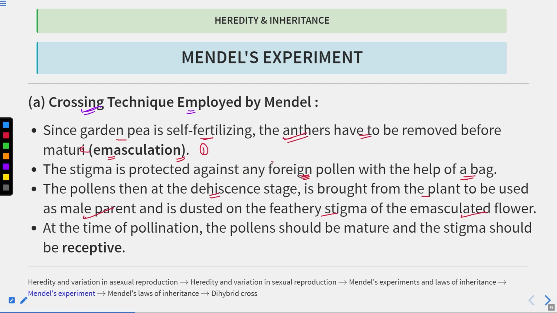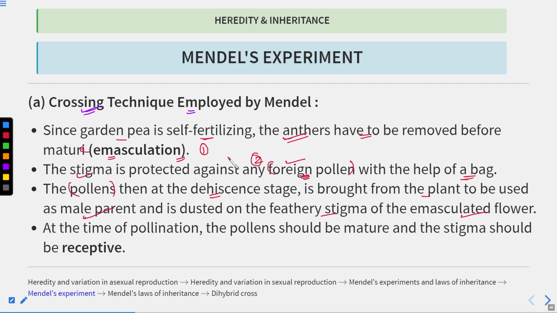So we want a specific pollen to land on the stigma that we have selected, but we don't want any foreign pollen to land on the stigma. So we decide which pollen should land on the stigma. That's why the stigma is bagged, so as to protect it against any foreign pollen. Clear? So this was the second stage.